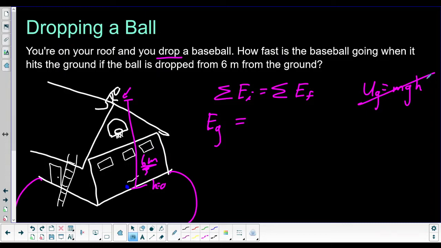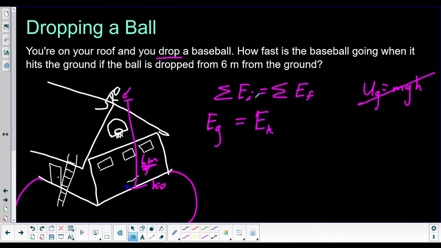All of our potential energy is gone. We've gotten all the work out of the system that we can. And what happened to that work? What did that work do? It sped our ball up. It gave us kinetic energy.